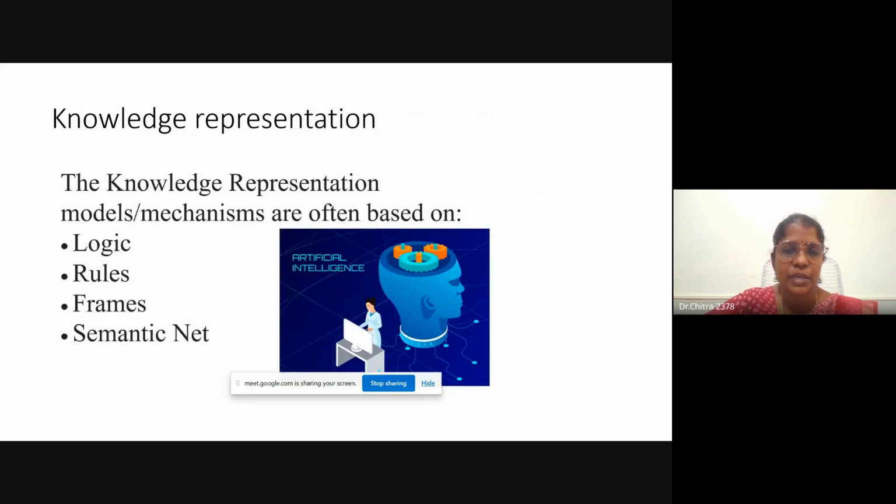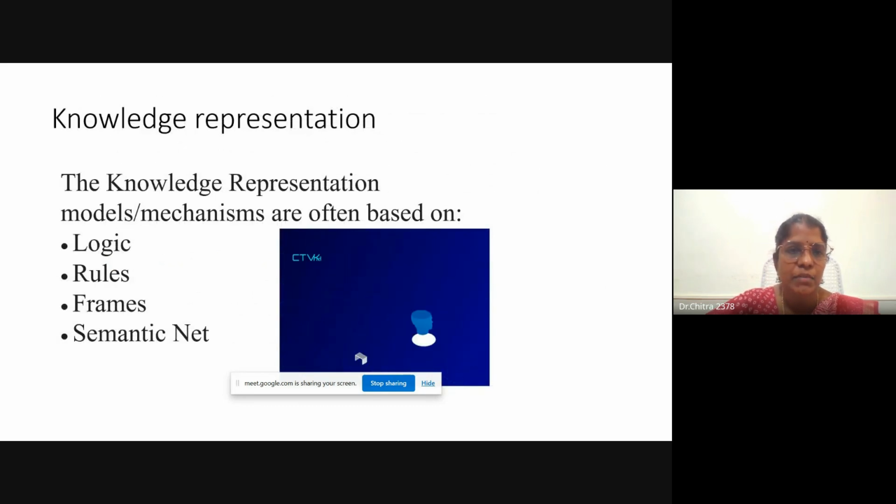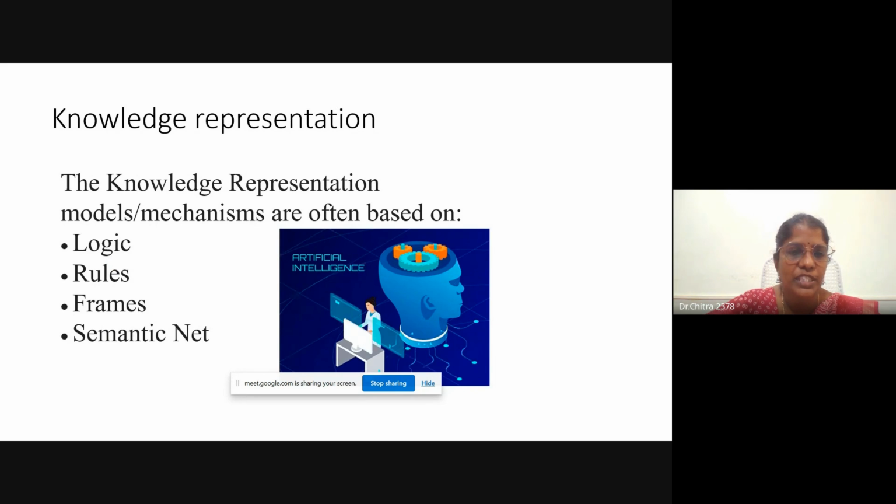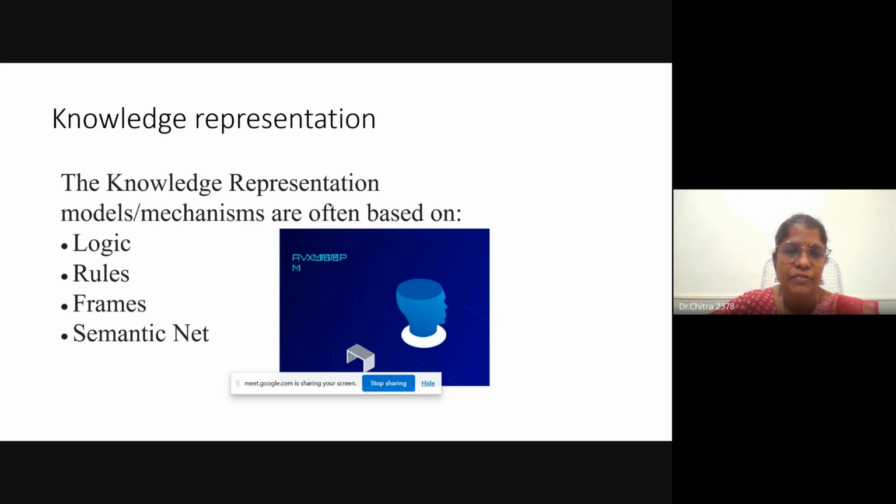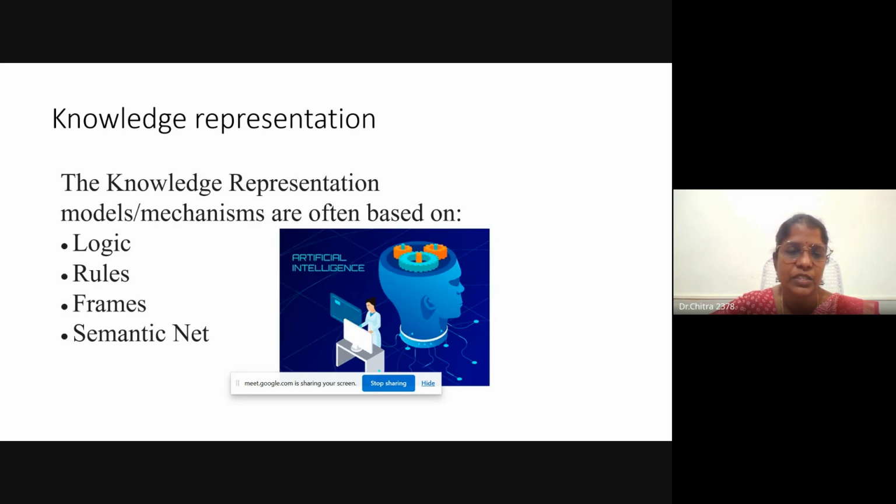The knowledge can be represented in many ways. Some of the methods used for knowledge representation are logics, rules, frames, semantic nets. Logic means you can use a relationship between the two sentences by using the predicate logic, and rules means if this is this, then that is that. If or else, rules, some techniques are used, that is rules based representation.